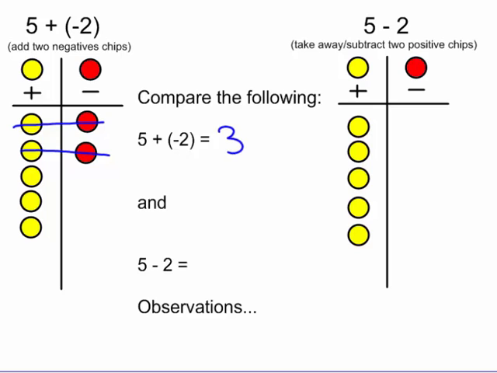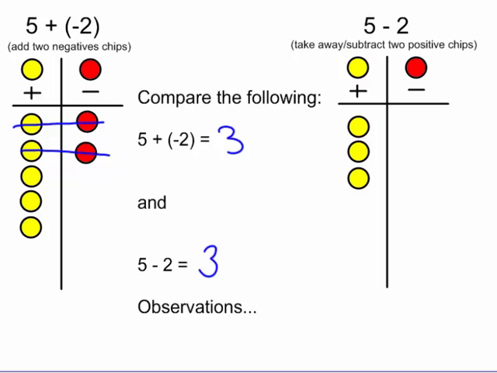If I come over to the right-hand side example, 5 minus 2, this is take away 2 positives from my group of 5 positives. So if I highlight those and hit delete, they disappear, and again I am left with an unbalanced value of positive 3.